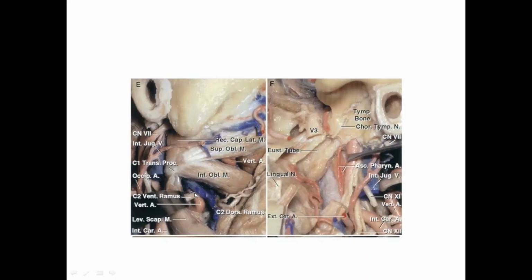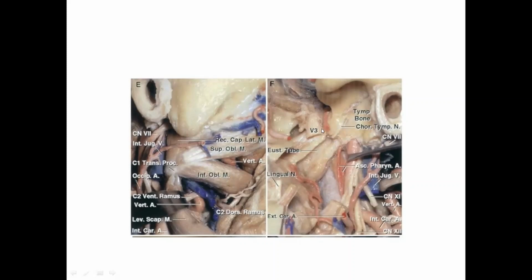And we can appreciate that the ventral ramus of C2 is coursing along, exiting and then coming anterior to C1. These are the levator scapulae muscles and the internal carotid artery, which is directed anteriorly. Similar diagram with further enhanced views. Here we can appreciate the eustachian tube, which opens into the tympanic cavity.